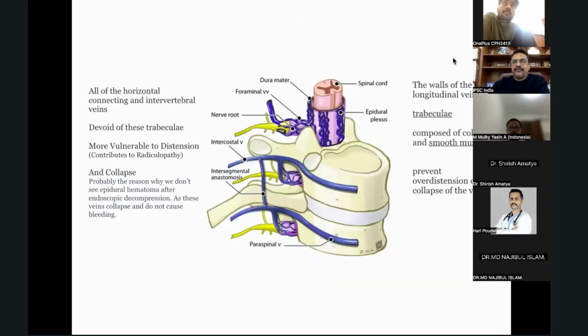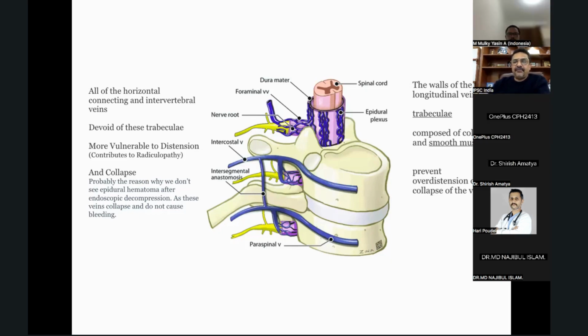Also, we have these internal venous plexuses. If you see, we are having some longitudinal and horizontal. So what is the difference between these? It is very interesting to know that these longitudinal venous plexuses are around the dura and the posterior longitudinal ligament. They have some trabeculae inside, which is composed of collagen fibers and smooth muscles. So these trabeculae basically prevent the over-distension or the collapse of these vessels. And these have channels of communication with the basivertebral veins.